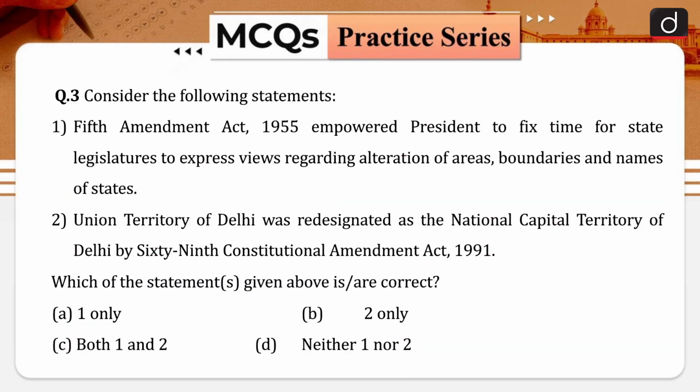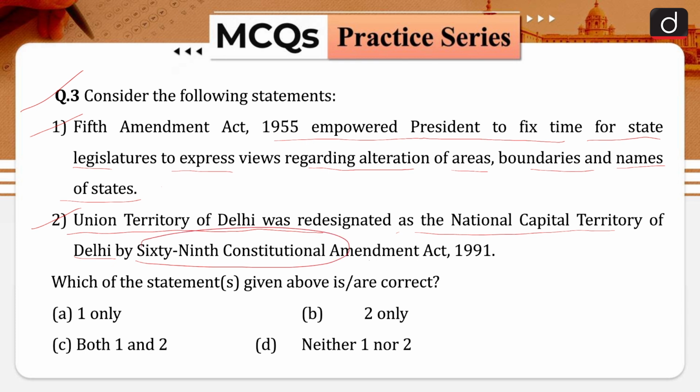Moving forward to question 3 of our today's discussion. The first statement is, the Fifth Amendment Act of 1955 imparted precedent to fix time for state legislatures to express views regarding alteration of areas, boundaries and names of states. Statement number 2 is, the Union Territory of Delhi was redesignated as the NCT of Delhi, or the National Capital Territory of Delhi, by the 69th Constitutional Amendment Act of 1991. Which of these statements given above are correct?